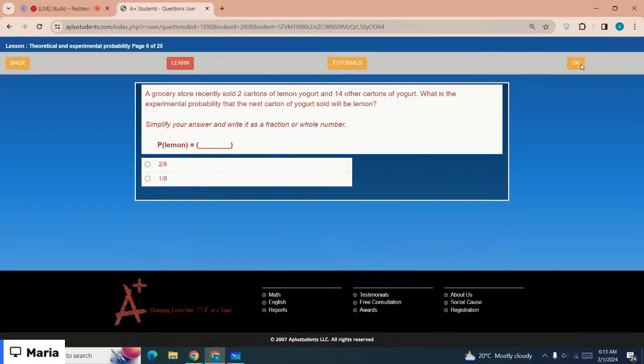A grocery store recently sold 2 cartons of lemon yogurt and 14 other cartons of yogurt. What is the experimental probability that the next carton of yogurt sold will be lemon? So, which is the correct option?